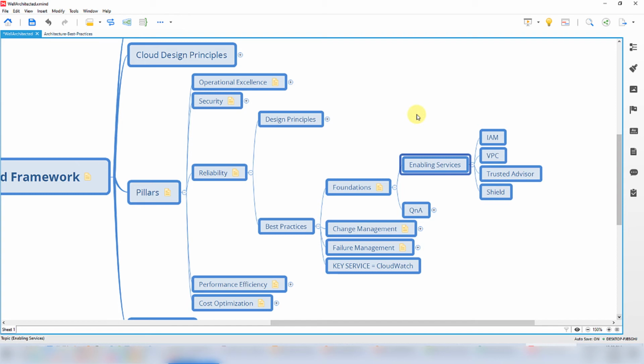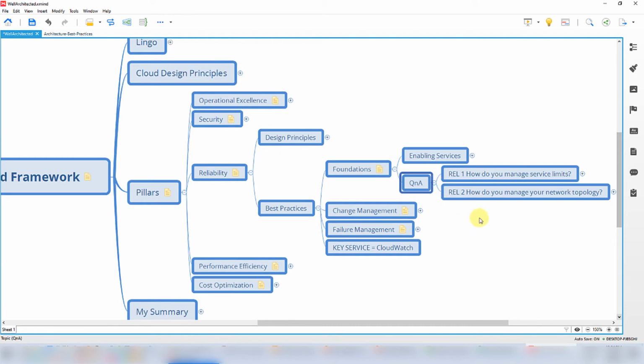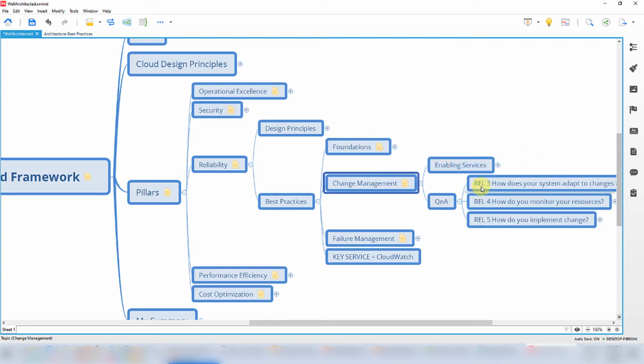Now let's look at foundations. The key services enabling the foundation step are IAM, VPC, Trusted Advisor, and Shield. And the questions that drive good practices are: how do you manage service limits and how do you manage your network topology?